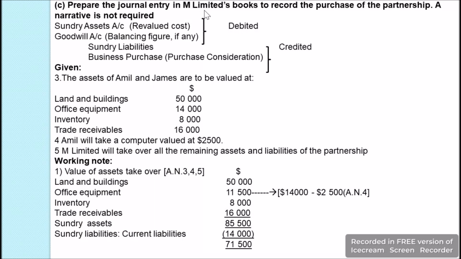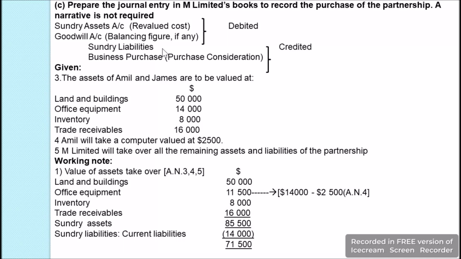M Limited is a purchasing company, so when they purchase, naturally assets will come in, and whenever there is an increase in assets, we debit it. And here the assets will be at a revalued cost because they are purchasing at a revalued cost. When there is a sale of a partnership, they revalue all the assets and then sell at the revalued value, and this value will be mentioned here.